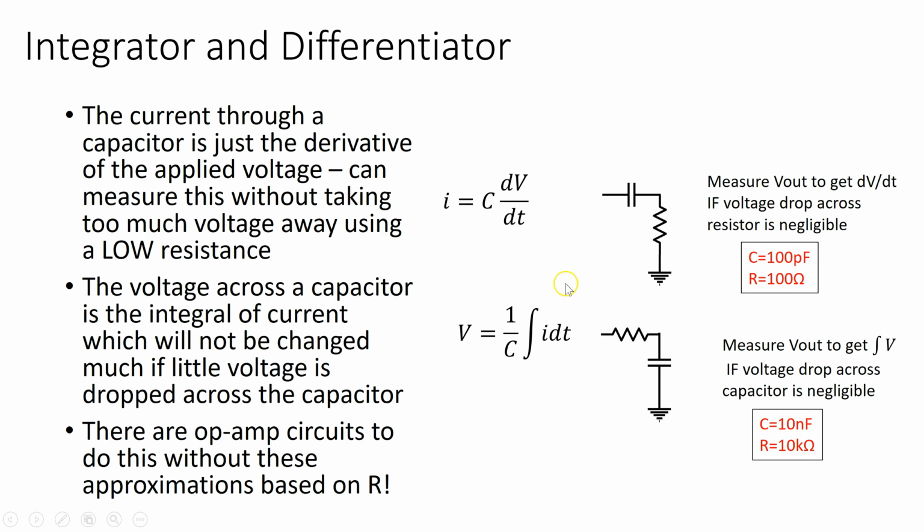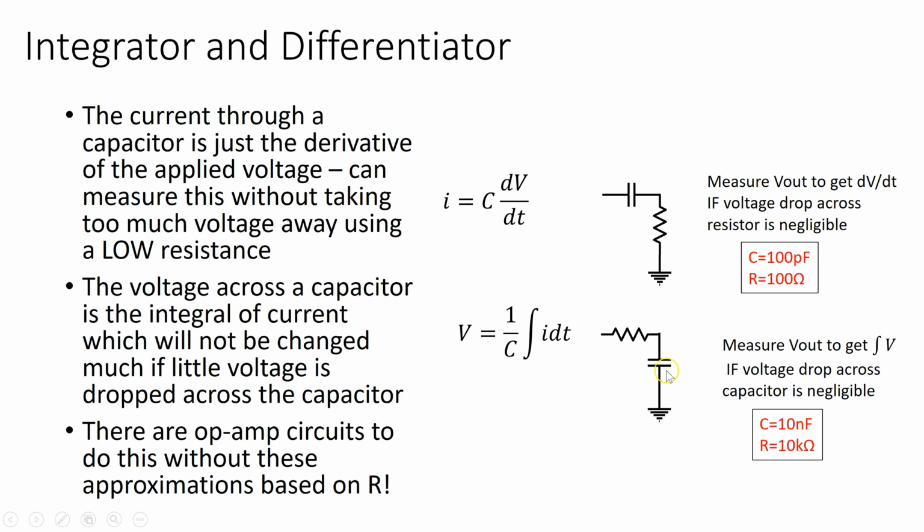But we're also going to make an integrator, because you can see if I rearrange this equation, I dt is C dV, and then integrate both sides, I end up with V is 1 over C integral of I dt. So in other words, the voltage across the capacitor measured here will be the time integral of the current flowing through the capacitor.